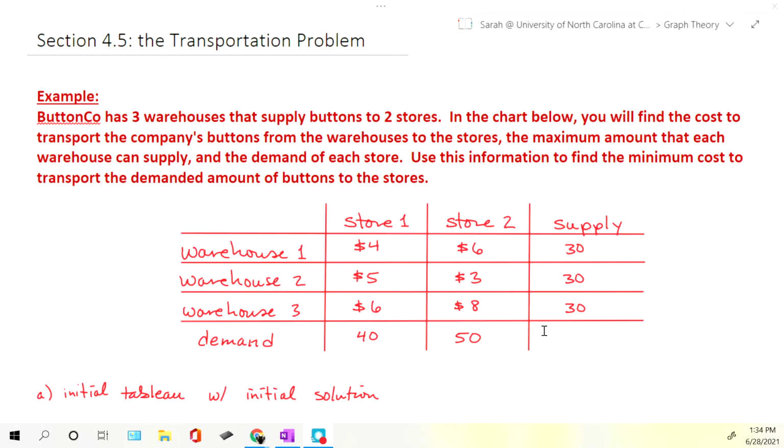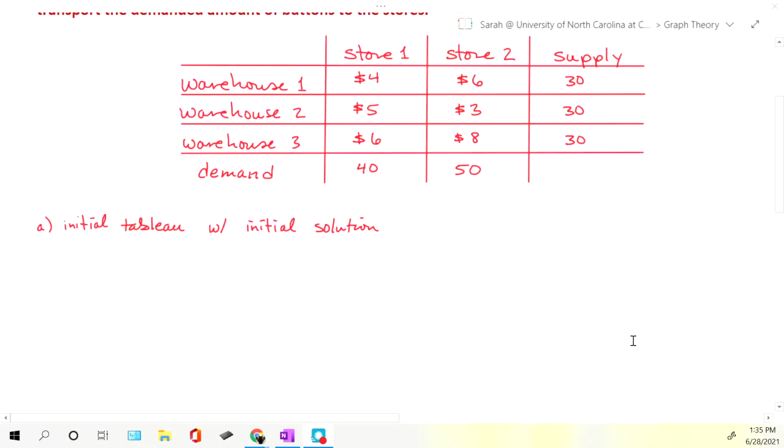Okay. In terms of store 1 and store 2, both of them have put in an order, or they have a demand of respectively 40 and 50. So first thing you want to do is set up your initial tableau. I typically set up my initial tableau without an initial solution first and then add on the initial solution. The nice thing about being given a table of this format is when you set up your initial tableau, you're copying almost exactly the same table.